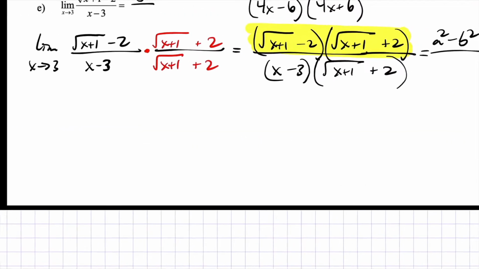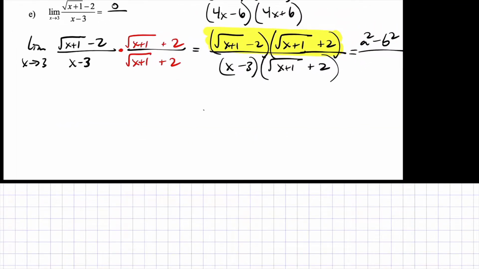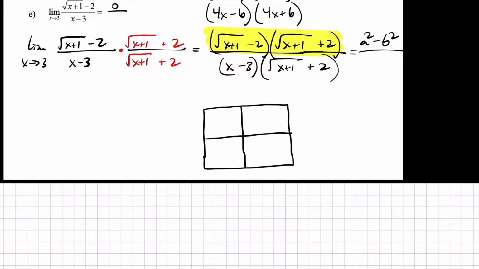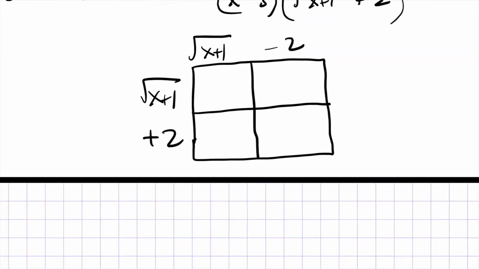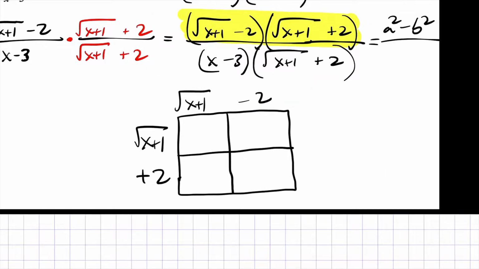Okay. So what I'm going to do is multiply the top, the yellow, just like I did on the board. Minus 2 square root of x plus 1 plus 2. I'm just multiplying the yellow. So multiply like a multiplication table.